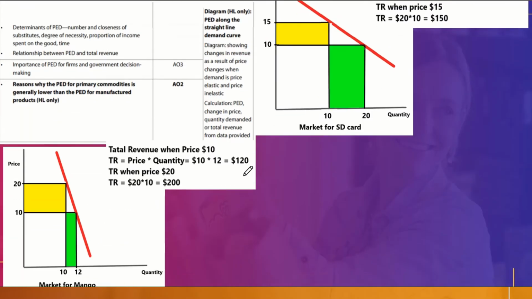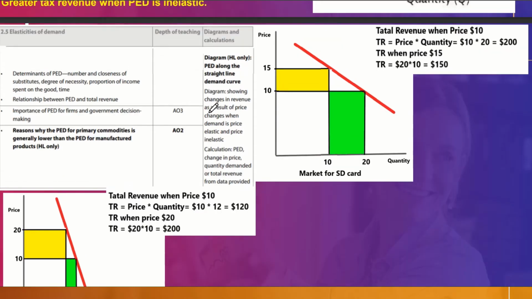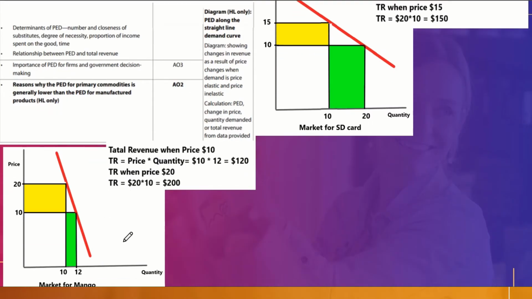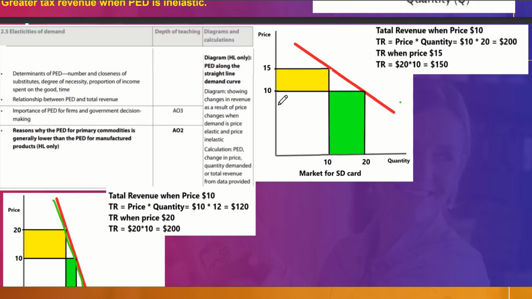And the next part is determinants of PED, which we have discussed. When there is an inelastic demand curve, it is steeper. An elastic demand curve is flatter. So the price decreases from 15 to 10.